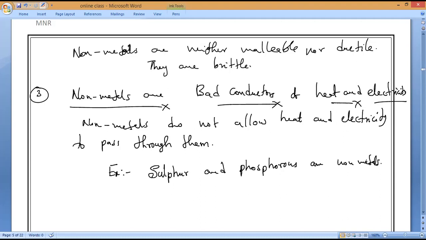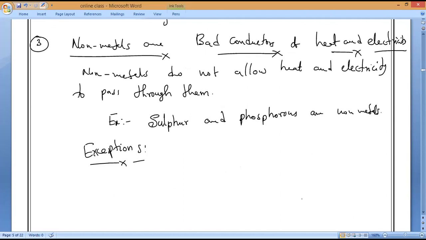Please all of you write. So sulfur and phosphorus are non-metals which do not conduct heat and electricity. Understand? Now, some exceptions are there. What are those exceptions? Anybody can guess? First thing, diamond. Do you understand it?